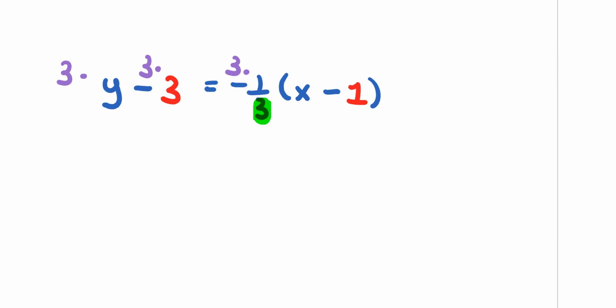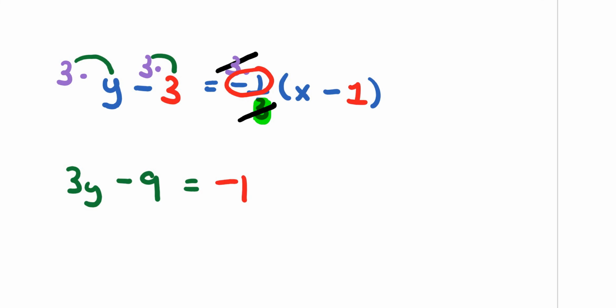And let's simplify. What is 3 times y? 3y. What's 3 times 3? 9. So minus 9 equals 2. Now, gotta be careful here. This 3 and that 3 will cancel off, giving you just a negative 1. So negative 1 here, and then bracket x minus 1.